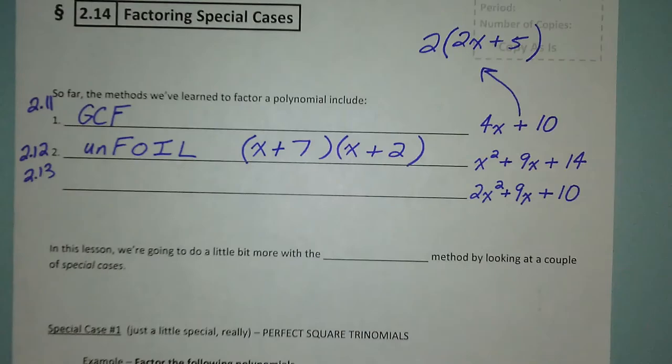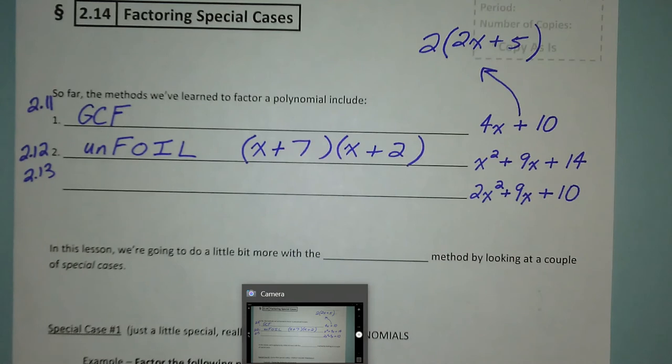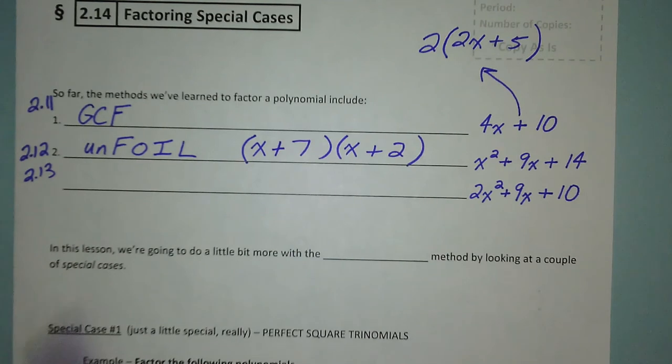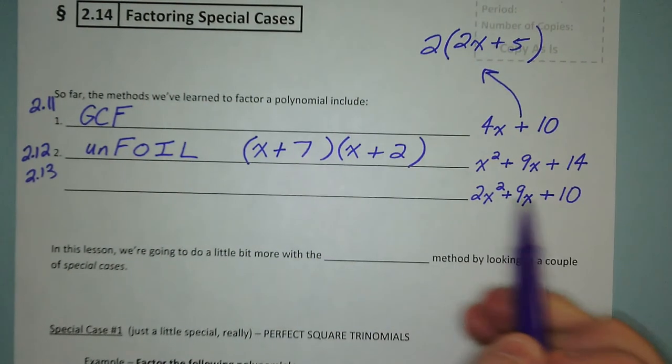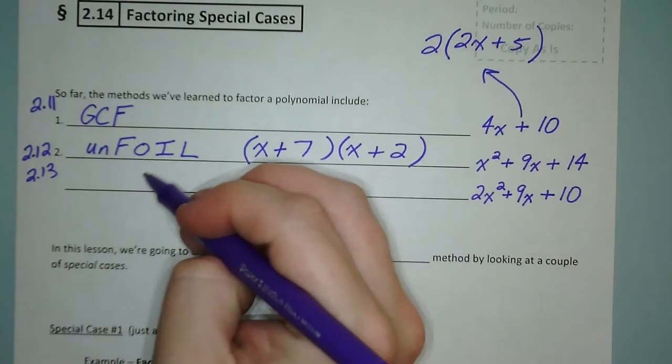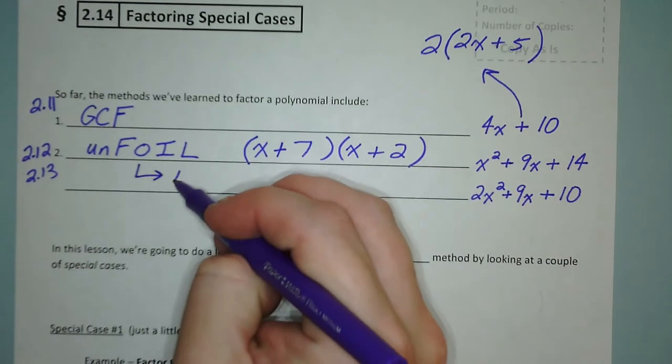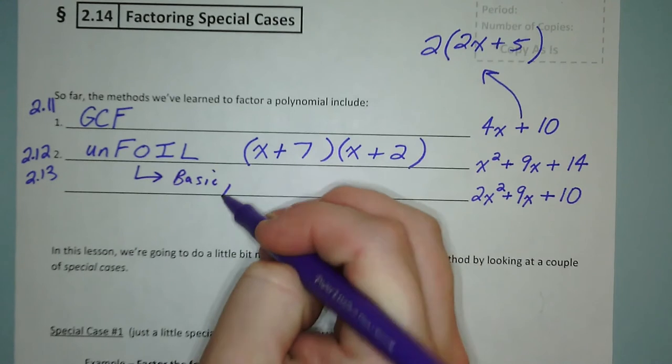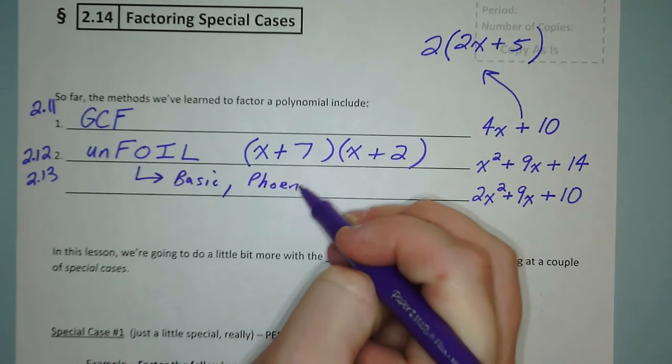Anyway, so that's what I would call basic unfoil, but it's unfoil. And if I wanted to factor something like this, 2x squared plus 9x plus 10, we would need, so we got basic, and then we got Phoenix method.